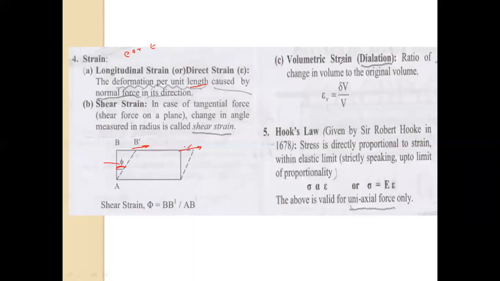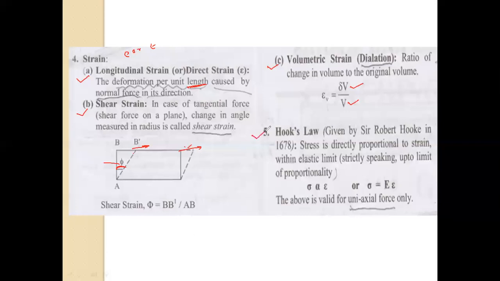After that, volumetric strain. Already you know that volumetric strain is the ratio of change in volume to the original volume. Next, fifth point: types of strains, three types. First is longitudinal or direct strain, then shear strain, and volumetric strain. Longitudinal strain means deformation per unit length, that is, the dimensions of a particular member change with respect to length. For shear strain you have to measure the angle. And volumetric strain means change in volume to the original volume.